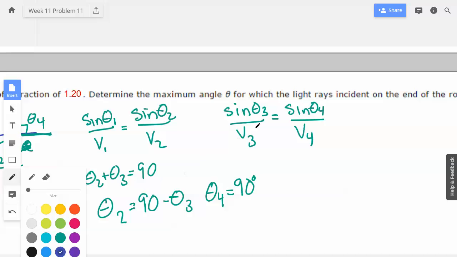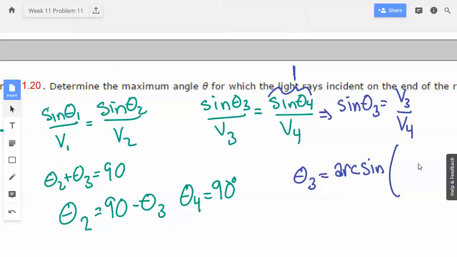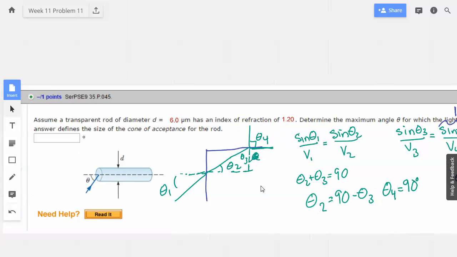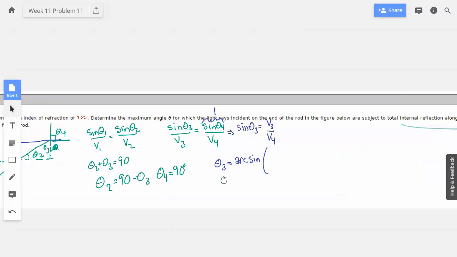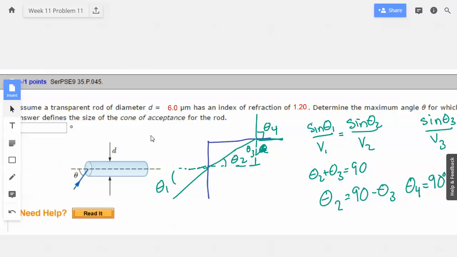Alright, so now I'll start coming over here, start simplifying things. Sine of 90 is 1. So, sine of theta 3 equals V3 over V4. Seems reasonable. Is that true? Yeah, probably totally true. So then we know that theta 3 equals arcsine of, now, let's see, they say air? I'm pretty sure somewhere mentioned air. I'm going to say that over here n equals 1. Index of refraction equals 1 on the outside.